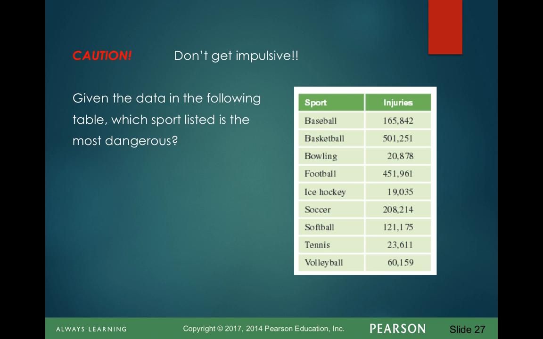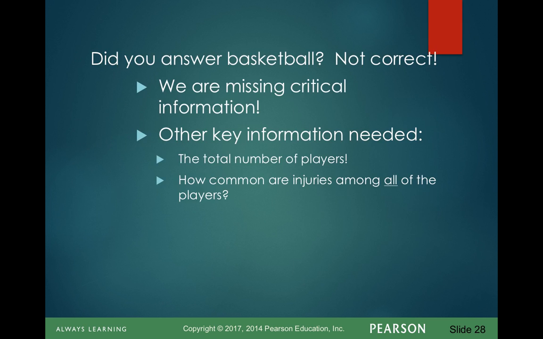Well, when I look at that, it's so tempting to just assume that maybe we have 100,000 in each and look at the biggest number, which is basketball, and assume that basketball must be the most dangerous because it had the most injuries. So if you answered basketball, it's not correct because we're missing some very, very important information.